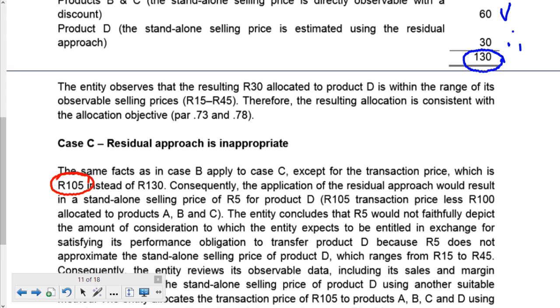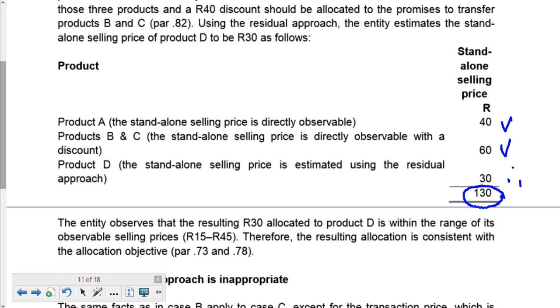So if my price was 105 and I followed that approach, if I put the numbers in, this would be 5, this would be 60, this would be 40. And then this 5 looks wrong, doesn't it? Because what do I normally sell D for? Anything between 15 and 45. So when I try the residual in this case, the residual is not working out. It's not a good number.